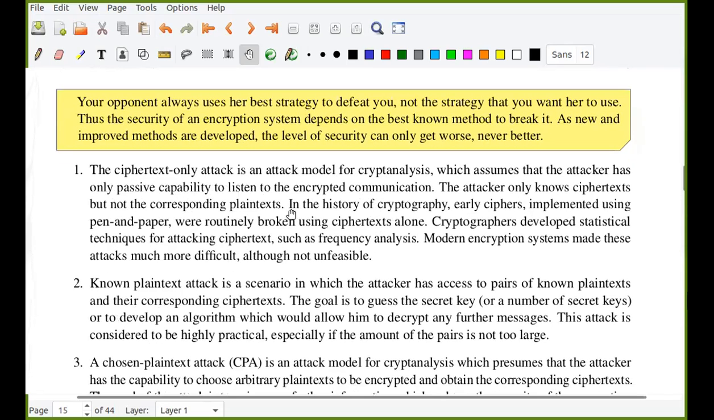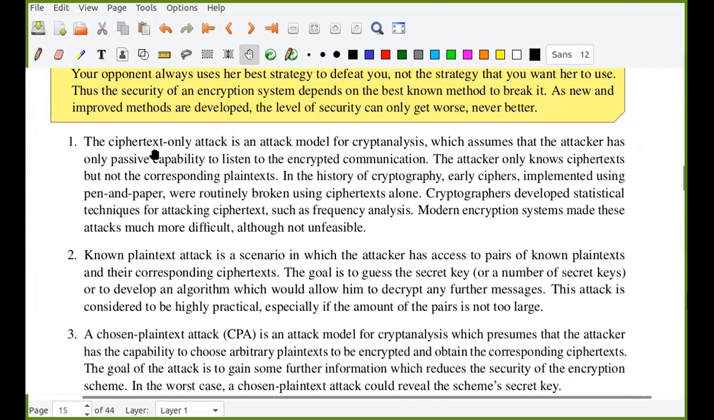The first one is the ciphertext-only attack. In this attack, the opponent, the attacker, knows only the ciphertext, but not the corresponding plaintexts. In the history of cryptography, early ciphers implemented using pen and paper were routinely broken using the ciphertext-only attack. For example, the frequency analysis we discussed earlier. There we know only the ciphertext, so we did the frequency analysis and solved the problem.